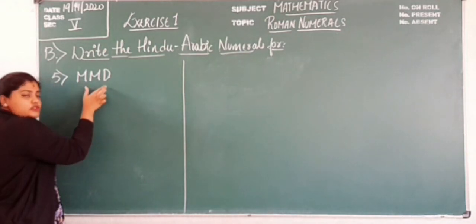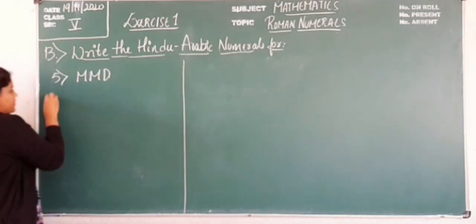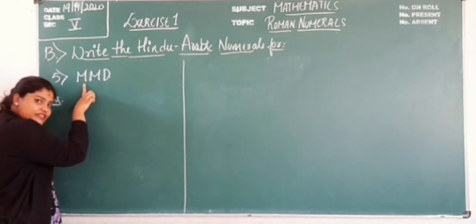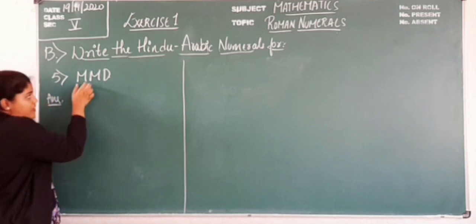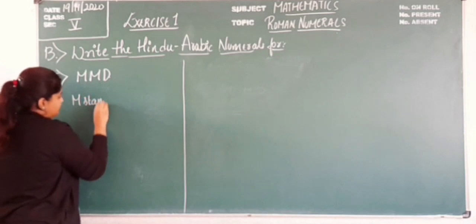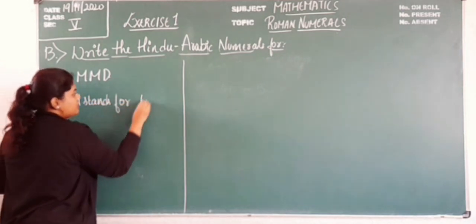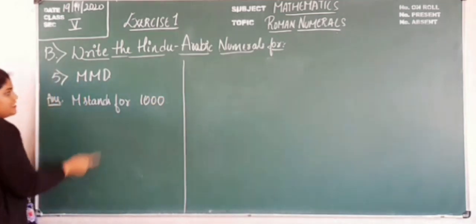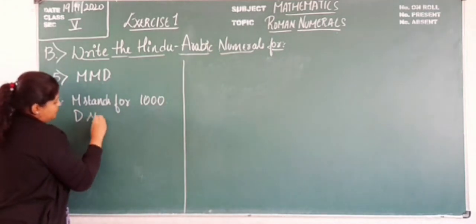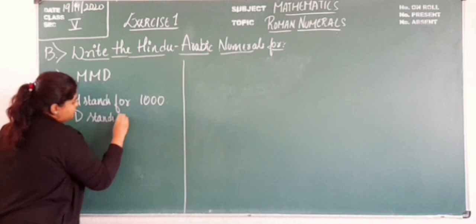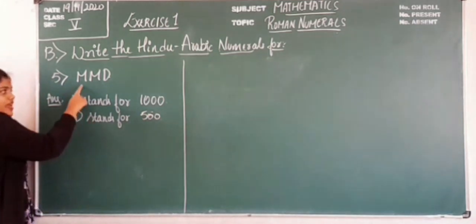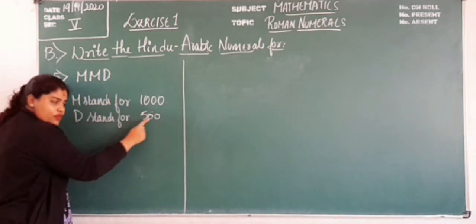Into Arabic numeral. So first step, we will write the values of these symbols. First we have M. M means it is 1000. So M in the Hindu Arabic system stands for 1000. Next we have the symbol D. D means it is 500. So M stands for 1000 and D stands for 500.